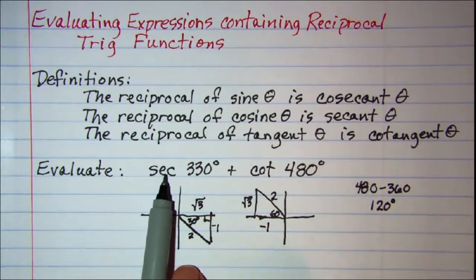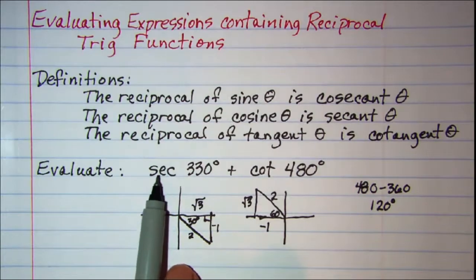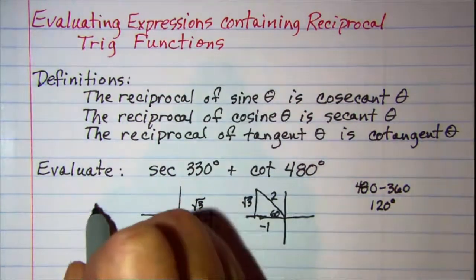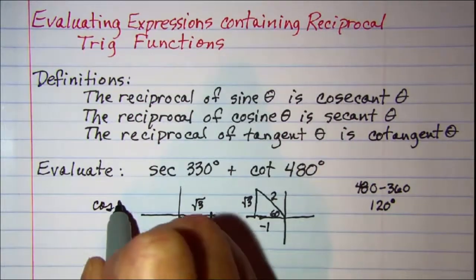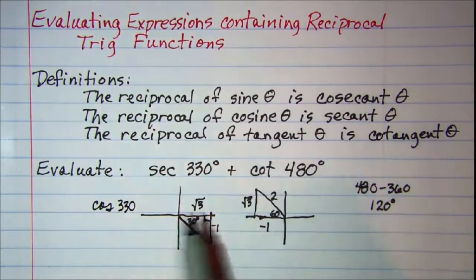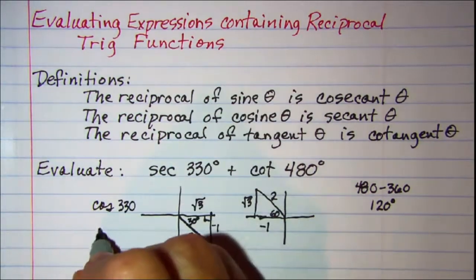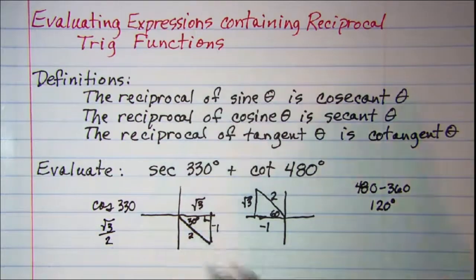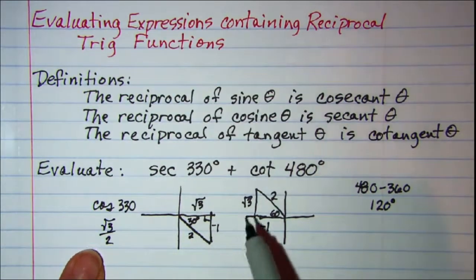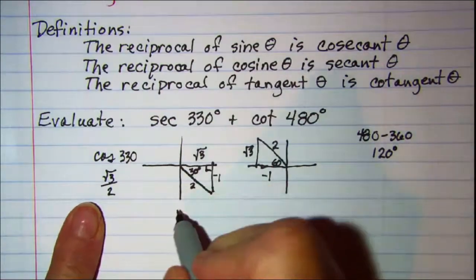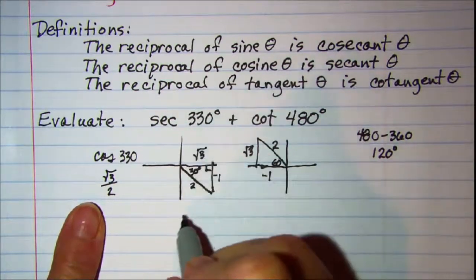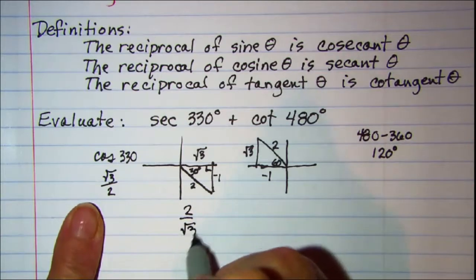Right, now, secant is the reciprocal of cosine. I always remember it because the s and the c are reciprocals of each other. So secant is the reciprocal of cosine. So cosine of my reference angle would be adjacent over hypotenuse. So the cosine is root 3 over 2. Now I just need to flip that over, and I can see that this term is going to be 2 over root 3 plus.